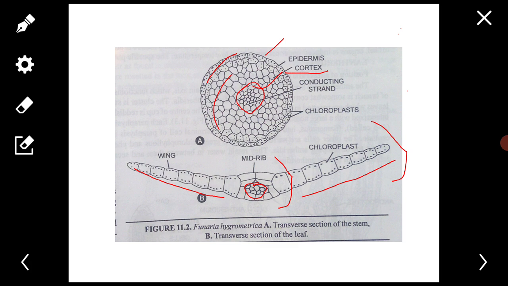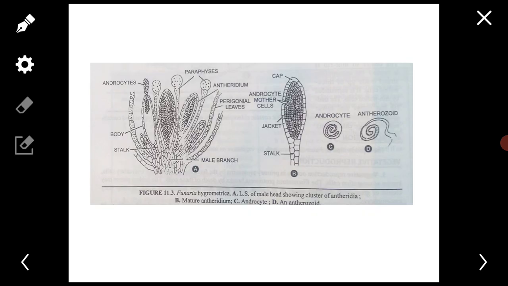The midrib has upper and lower epidermis consisting of thin-walled cells that contain chloroplasts. The cells of the wings are polygonal and contain numerous large chloroplasts. Next, go to the reproduction.